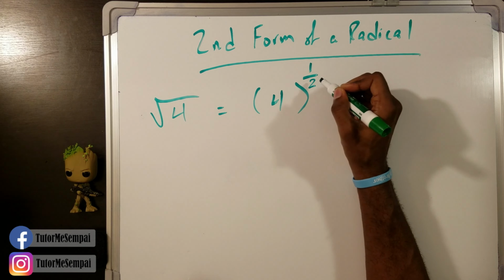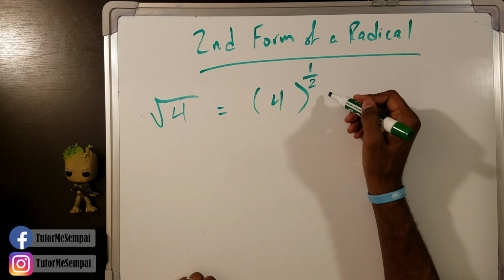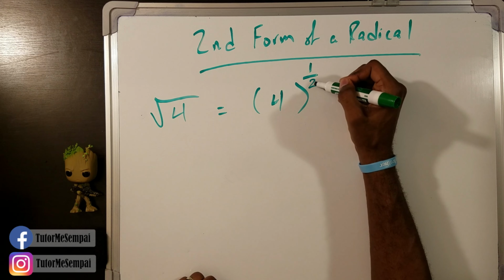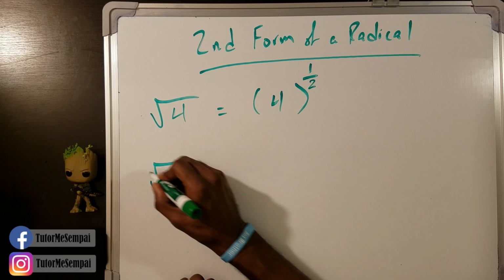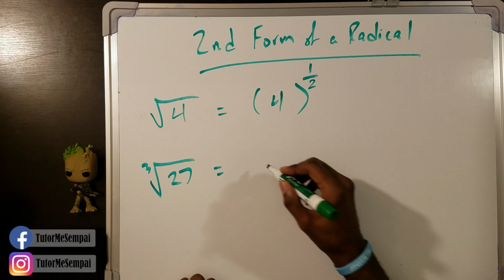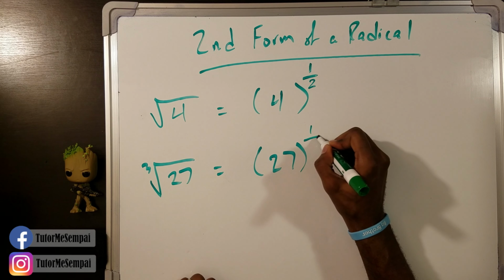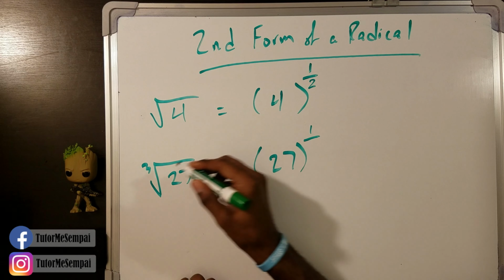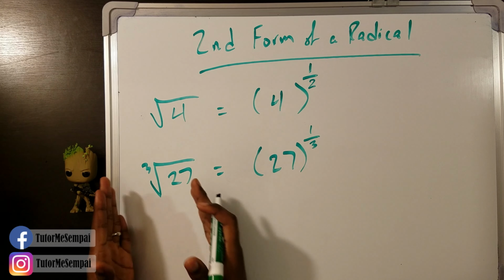So the index is 2. So your radical will turn into 4 to the 1/2. Remember, it's 1 over the index. Let's say you had the cube root of 27 again. This can be rewritten as 27 in parentheses to the 1 over whatever the index is. In this case, it's 3. This is your exponent form of your radical.